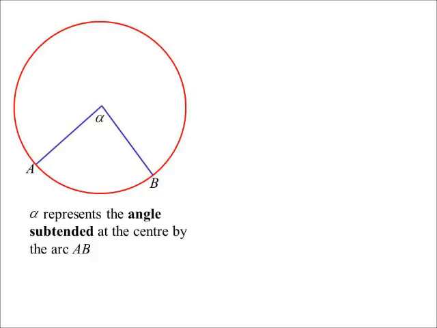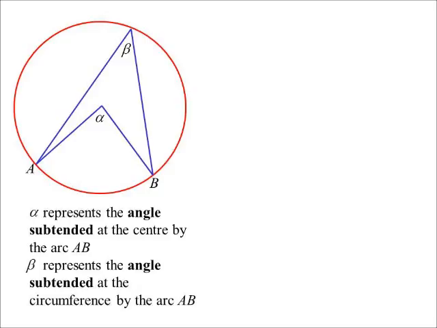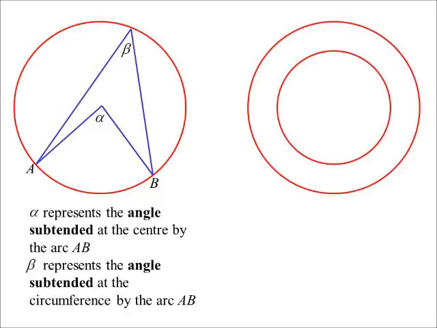centre of the circle. You may remember a circle geometry theorem that also subtends an angle at the circumference. And so beta there would be the angle subtended, but again, the same arc, AB, but at the circumference. Concentric circles, circles with the same centre.